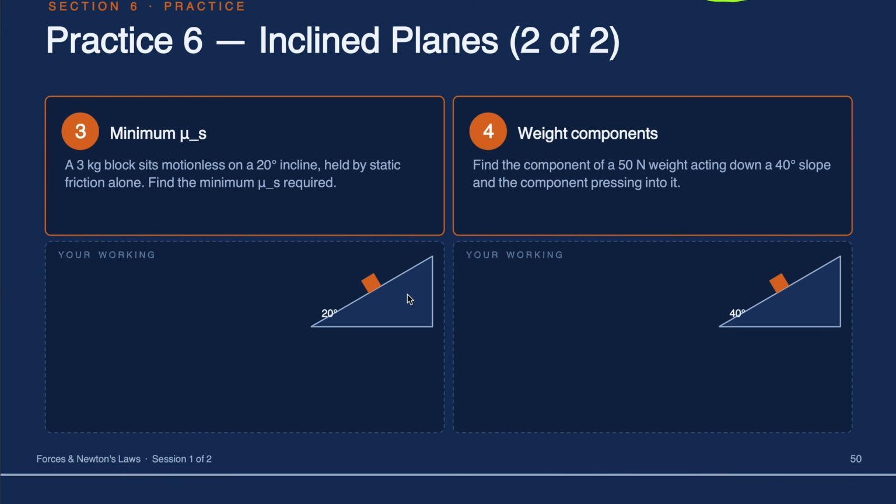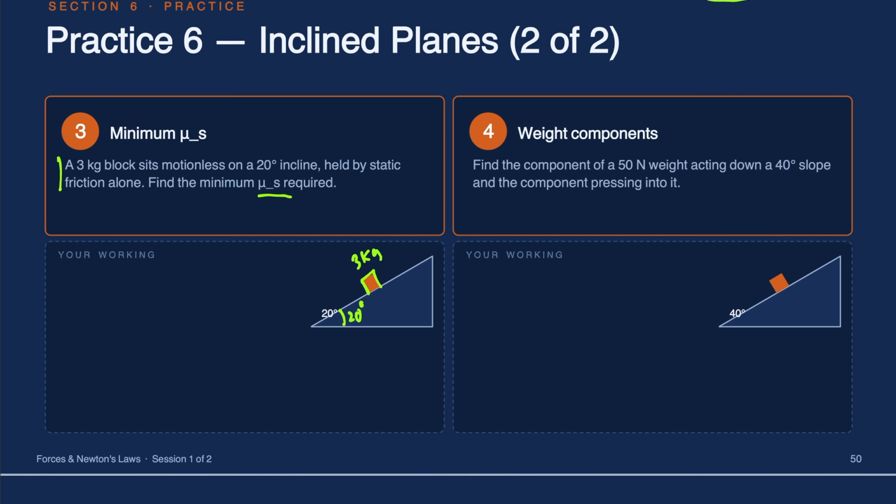A 3 kg block sits motionless on a 20 degree incline, held by static friction alone. Find the minimum coefficient of static friction required.